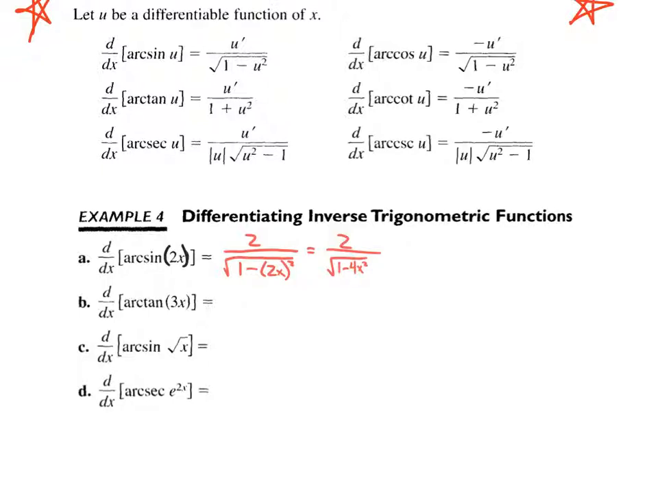Things to know. So, arctangent. Okay? So, arctangent, we're dealing with this pattern right here, u prime over 1 plus u squared. So, the u in this case is the 3x. So, u prime is 3 over 1 plus the 3x squared. So it's 3 over 1 plus 9x squared. Okay?